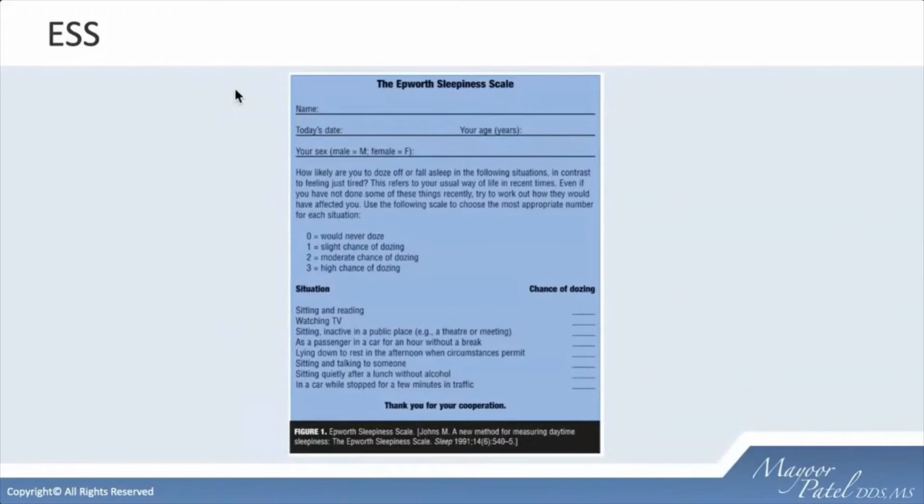Watching TV, sitting inactive in a public place, such as a theater or a meeting, as a passenger in a car for an hour without a break, lying down to rest in the afternoon when circumstances permit, sitting and talking to someone, sitting quietly after lunch without alcohol, and in a car while stopped for a few minutes in traffic. And the number that you're looking for is anybody that scores more than an 11 would strongly support that they are fatigued, but not, once again, to say that those that score less than 11 don't have this problem.